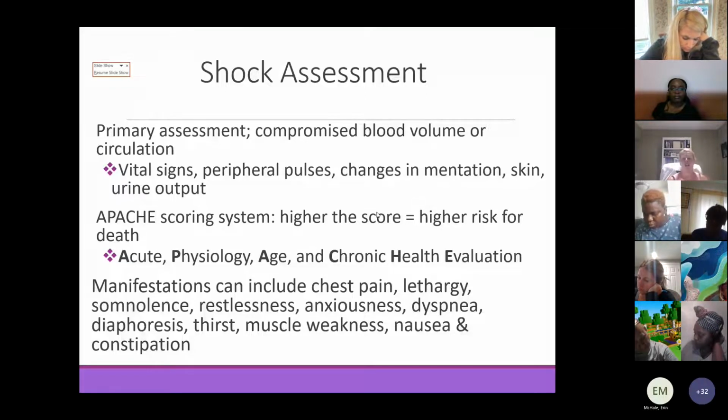And then we can always look at their urine output, because if the kidneys aren't getting enough oxygen or enough blood flow, then we're not going to be able to make any urine. And that's one of the telltale signs that there's really something going on in our body.